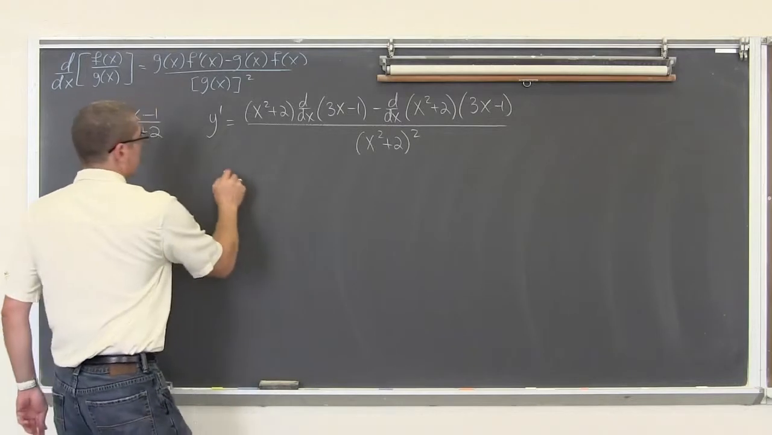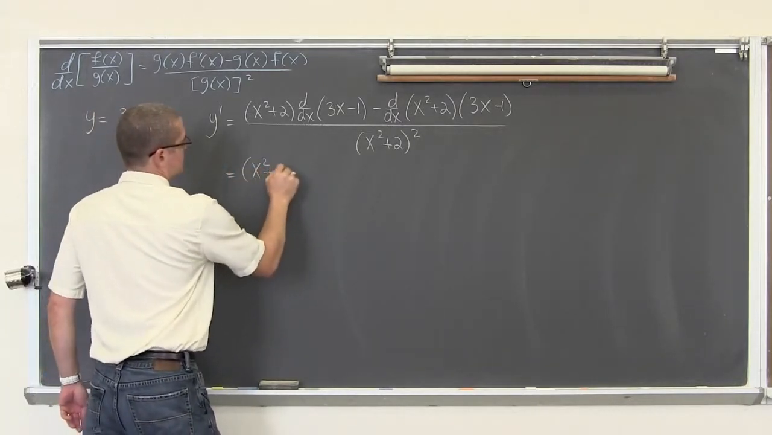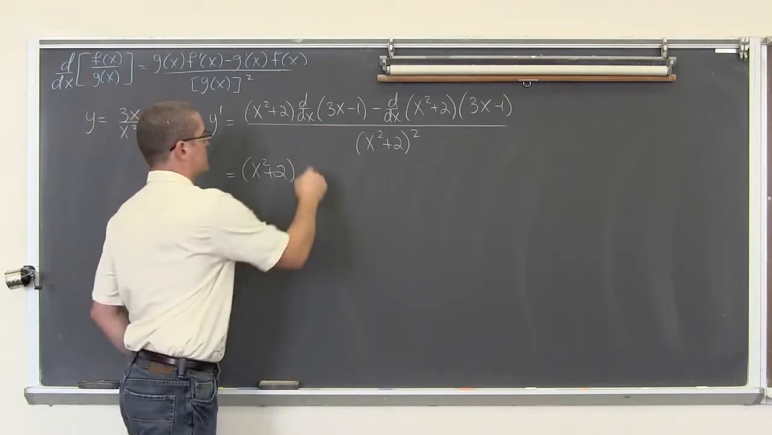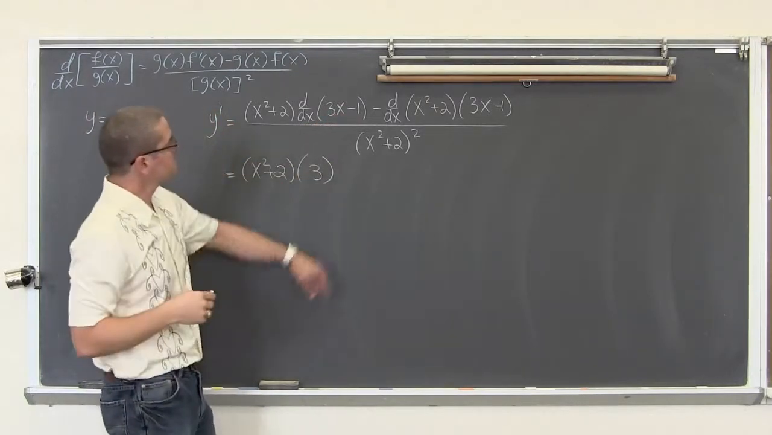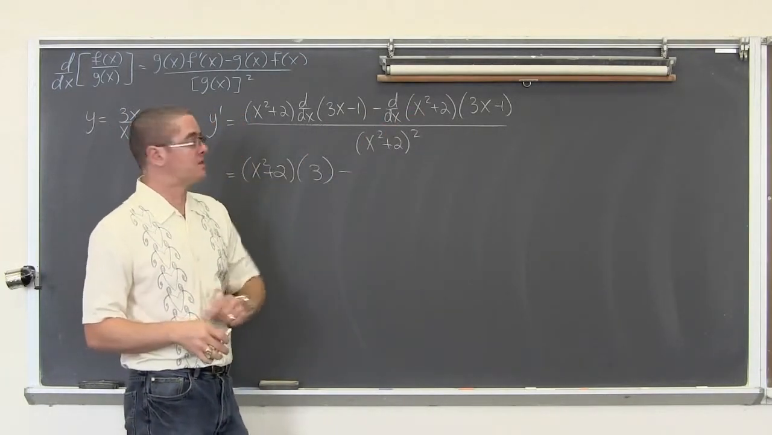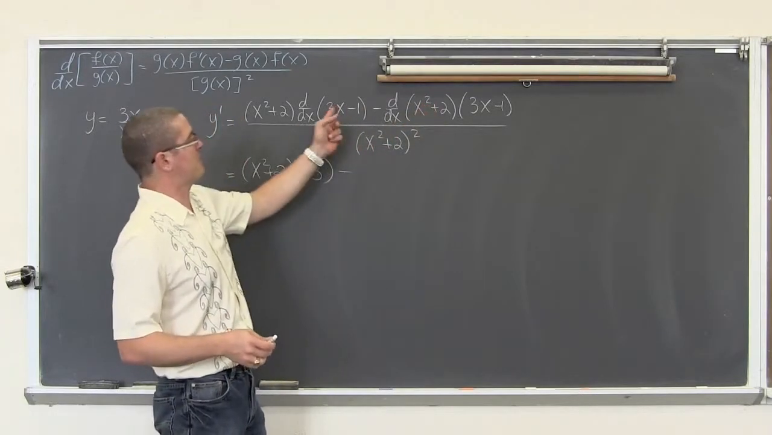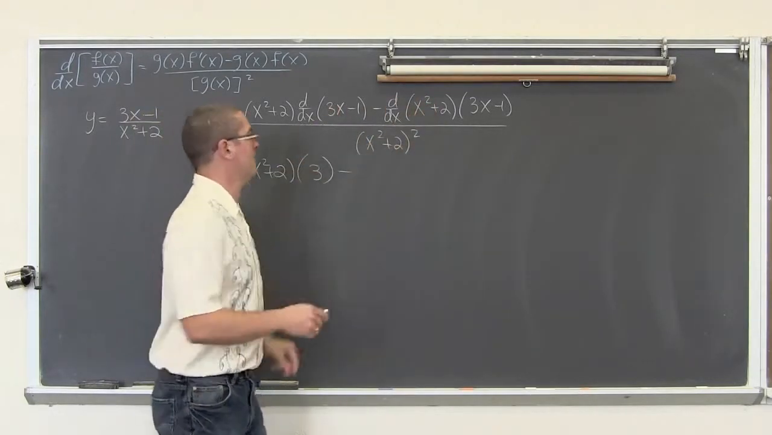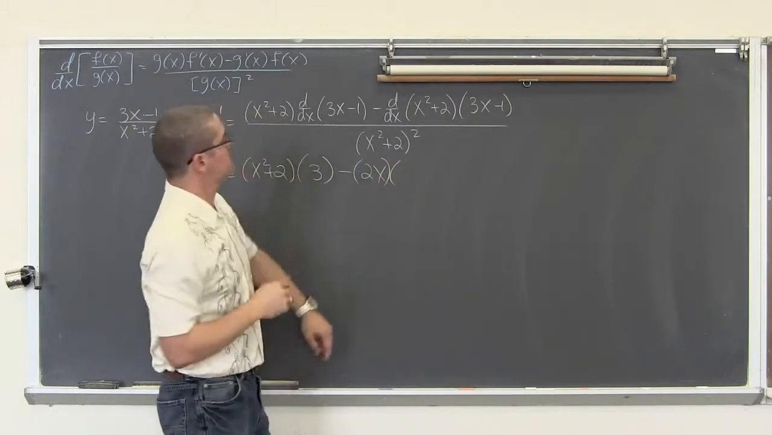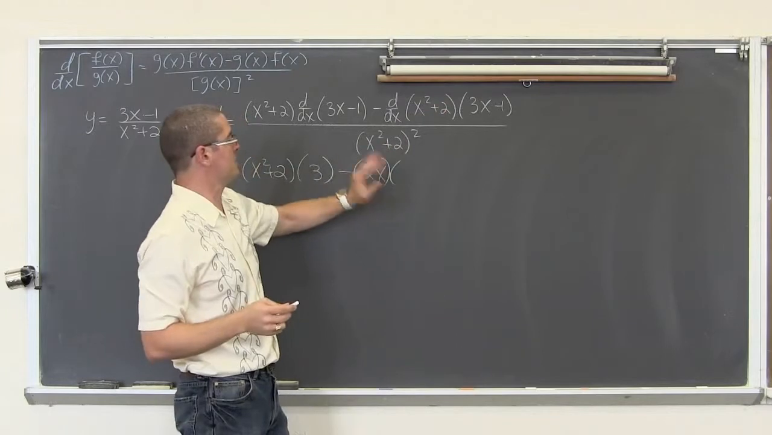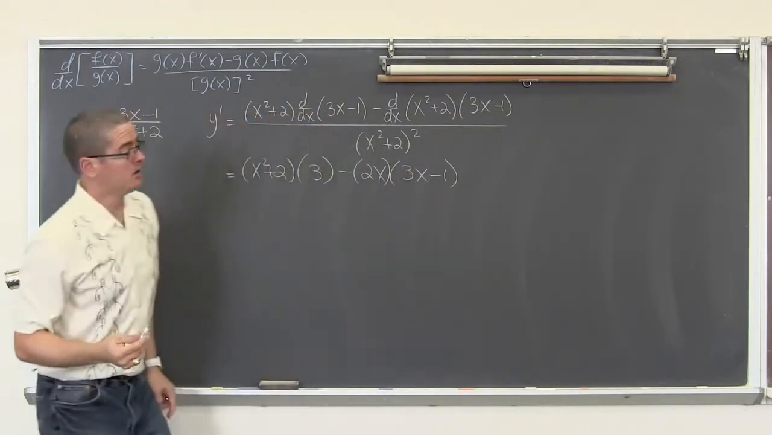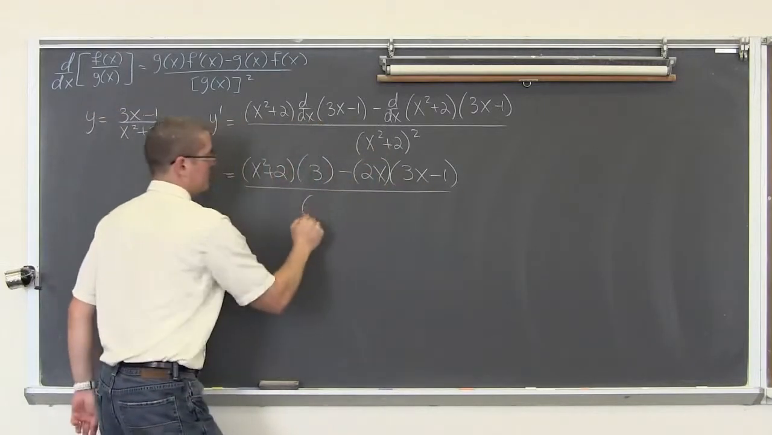We have x squared plus 2. The derivative of 3x minus 1 is equal to 3, minus the derivative of x squared plus 2. Use the power rule here as well. We have 2x, and the derivative of a constant is 0, so just 2x, times 3x minus 1, all over that binomial squared.